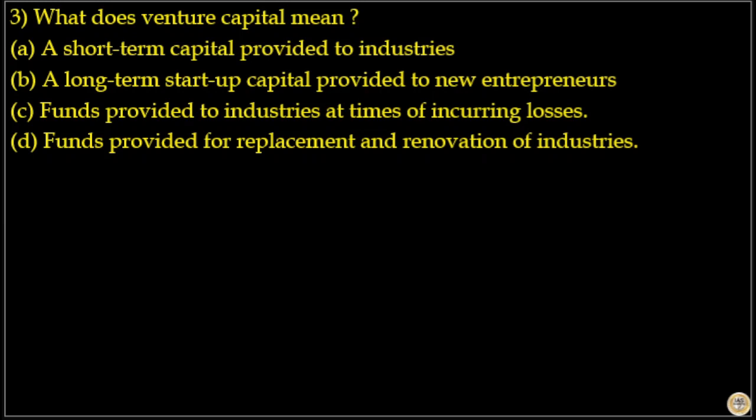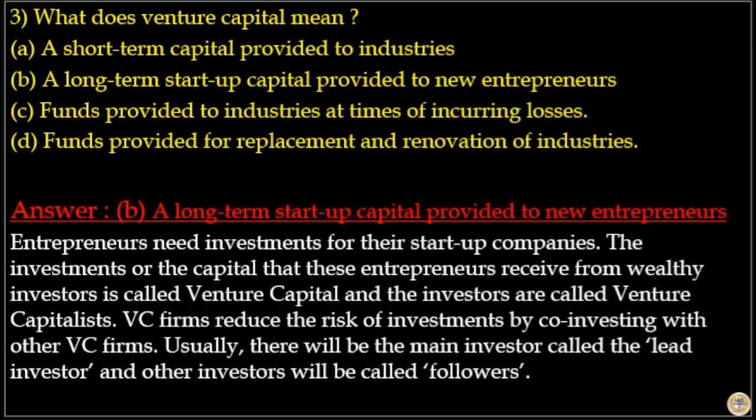Next is, what does venture capital mean? Here the answer to this question is option D. A long-term startup capital provided to new entrepreneurs. Entrepreneurs need investments for their startup companies. The investments or the capital that these entrepreneurs receive from wealthy investors is called venture capital, and the investors are called venture capitalists. Venture capitalist firms reduce the risk of investment by co-investing with other venture capitalist firms. Usually, there will be the main investor called lead investor and the other investors will be called followers. So, your answer to this question is option B.